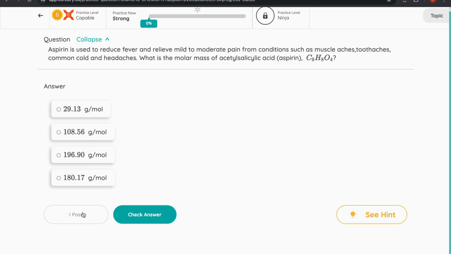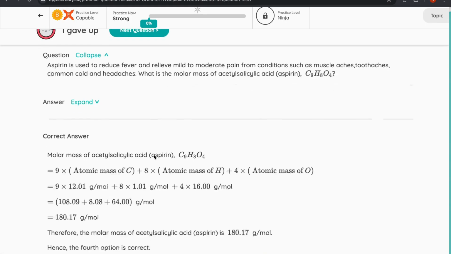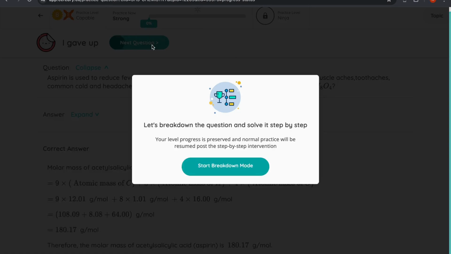Let's say I answer this incorrectly as well. Upon clicking next question, now the system wants me to enter the breakdown mode where I'll be solving the question step by step. Let's start the breakdown mode.